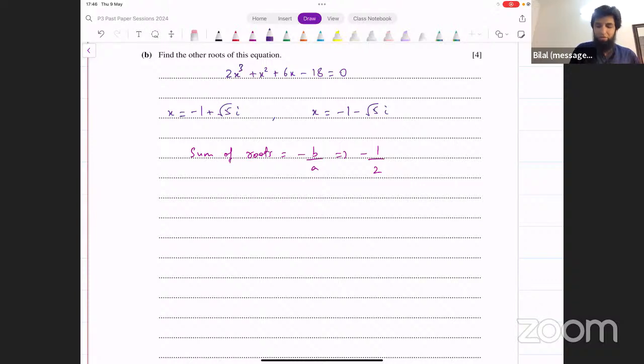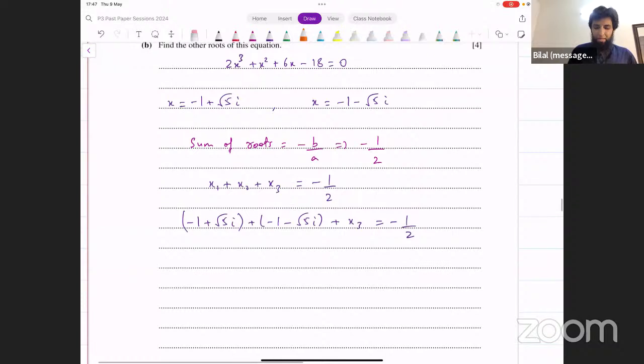Now, that means x1 plus x2 plus x3. If x1, x2, and x3 are the three roots of this equation, their sum is supposed to be minus 1 over 2. We know two of the solutions already. They are minus 1 plus under root 5 iota, and the other one, minus 1 minus under root 5 iota, and then plus x3, that equals minus 1 over 2. Under root 5 iota and minus under root 5 iota get cancelled. Minus 1 minus 1, that's minus 2, plus x3 equals minus 1 over 2. The third solution turns out to be 3 over 2.